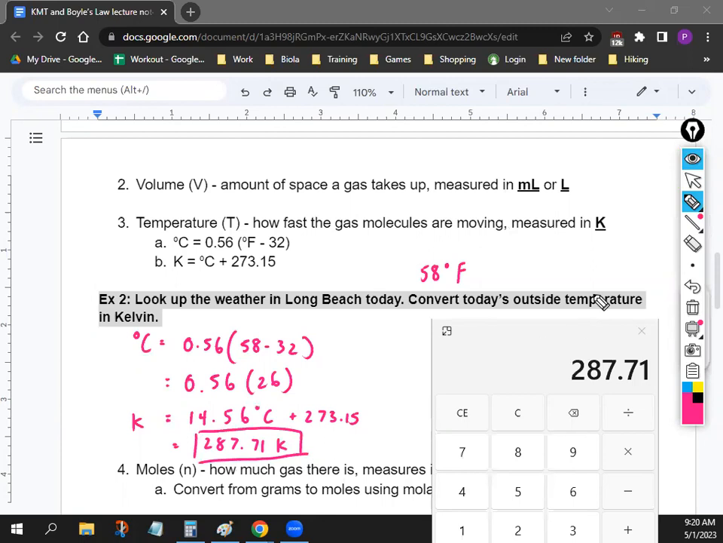Let's go through the steps one more time. First, inside the parentheses, 58 minus 32. That's how we get 26 right here. Then we do 26 times 0.56. That's how we get 14.56. And then we just add 273.15. Okay.